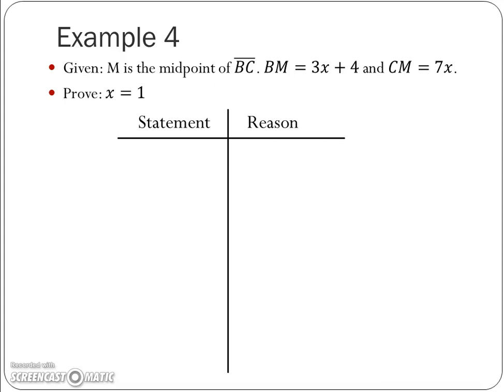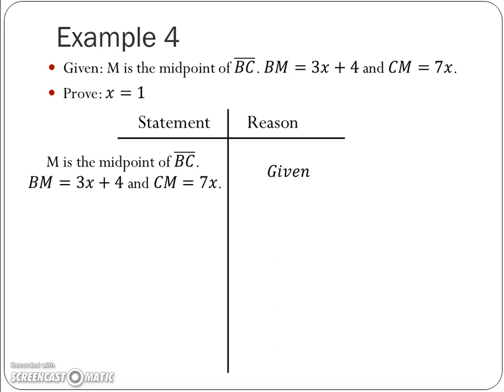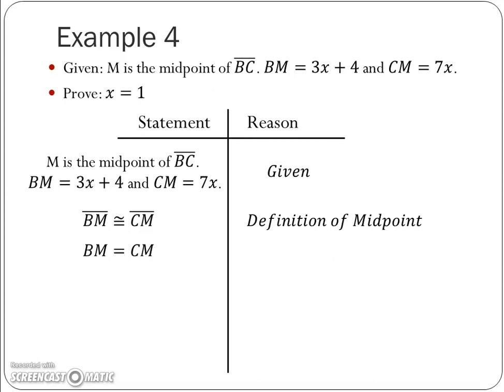Our last example, we're given that M is the midpoint of BC, and that BM equals 3x plus 4, and that CM equals 7x. So we're going to fill in all that information. That was given. All right. Because M is the midpoint of BC, we could say that BM is congruent to CM. And that's the definition of midpoint. So we can say the length of BM equals the length of CM, and that's the definition of congruence. If they are congruent, therefore their lengths are equal.